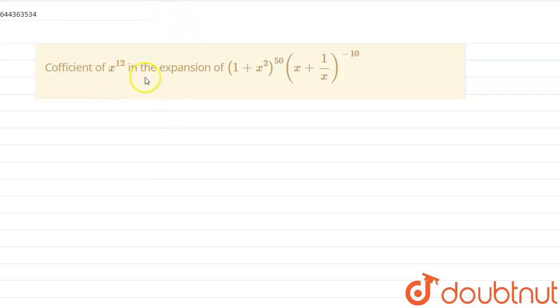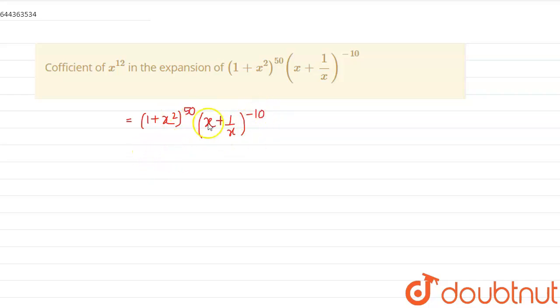Hello guys, today our question is to find the coefficient of x to the power of 12 in the expansion of (1 + x^2)^50 into (x + 1/x)^(-10). First, we need to simplify this a little so we can go to the coefficient of x to the power of 12. So this is given as (1 + x^2)^50 into (x + 1/x)^(-10).